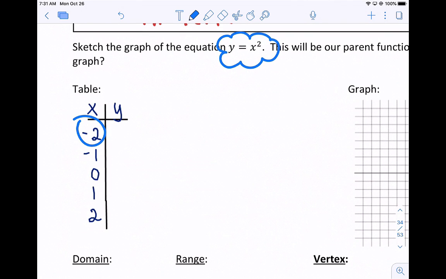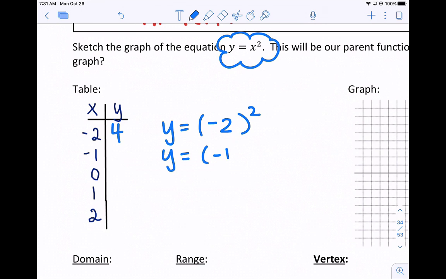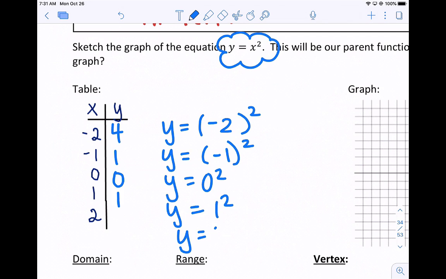Let's plug in a -2. So it'd be y equals parentheses of -2, and we're going to square that. And -2 times -2 is +4. And then we could plug in -1 and square it. -1 times -1 is 1. If we square the 0, we get 0. If we square the 1, we get a 1. And if we square the 2, we get a 4.